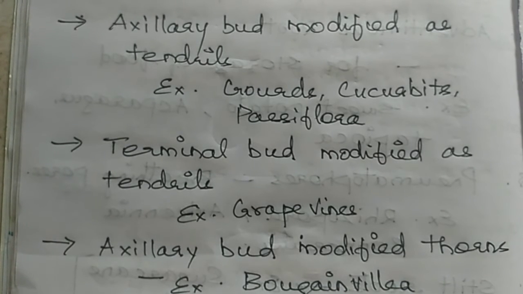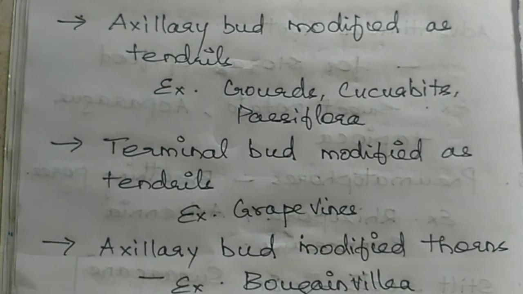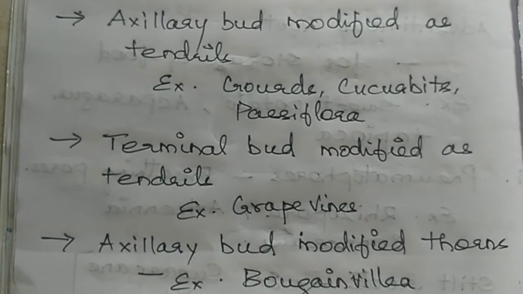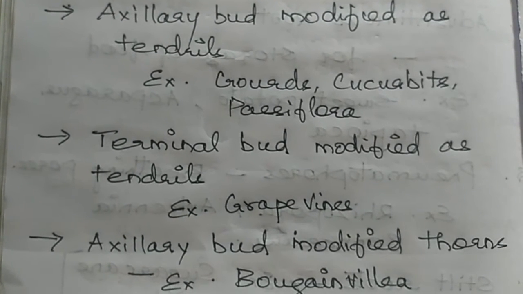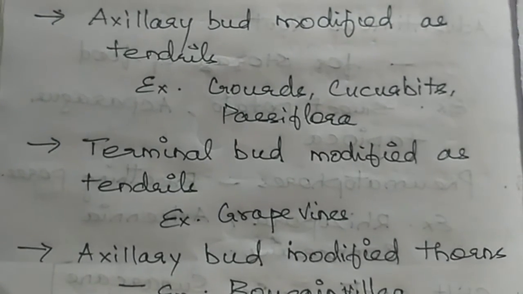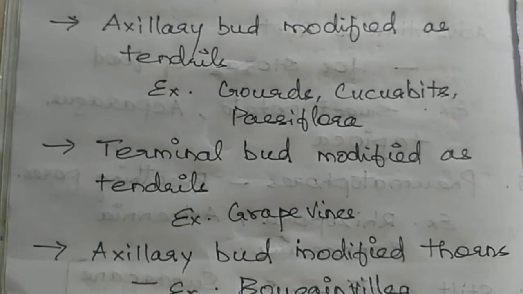And in plants like bougainvillea, the axillary bud is modified as thorns. So you should concentrate on the examples as well as the term. In the question they may ask, in cucurbits which part is modified as tendril, like that they will ask. And the axillary bud modified as thorns. So this is a well-known question and an important point to remember.